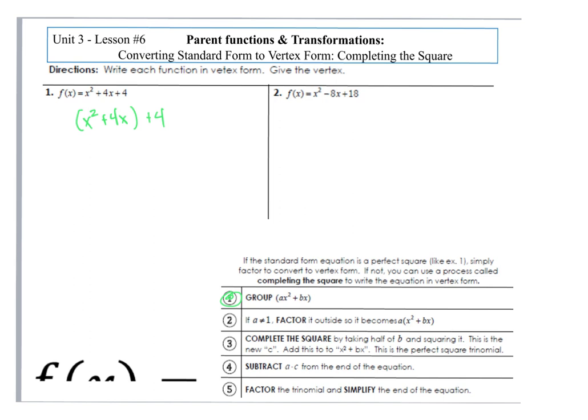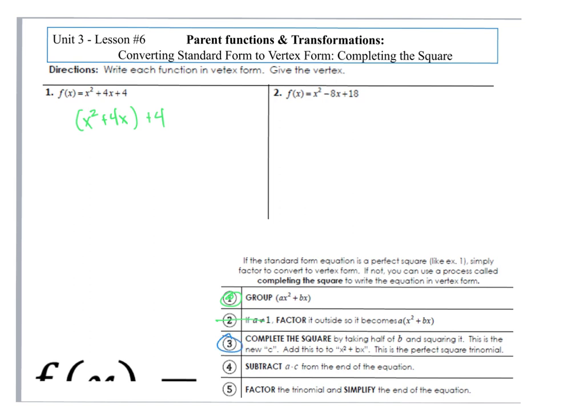Okay, it said if we had a value in front of x squared other than 1, we would need to factor it out. But in front of x squared, we don't have a coefficient other than 1, so we're fine, and we get to skip step 2 because it doesn't apply here. Now we're going to do what's called completing the square. So we're on step 3.